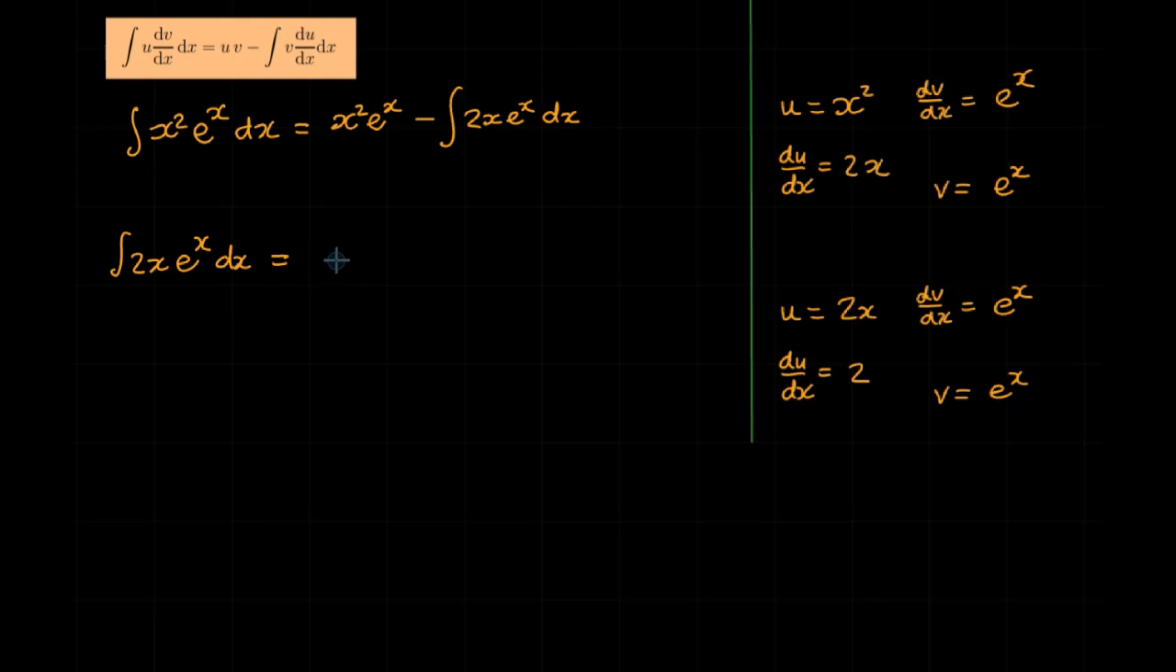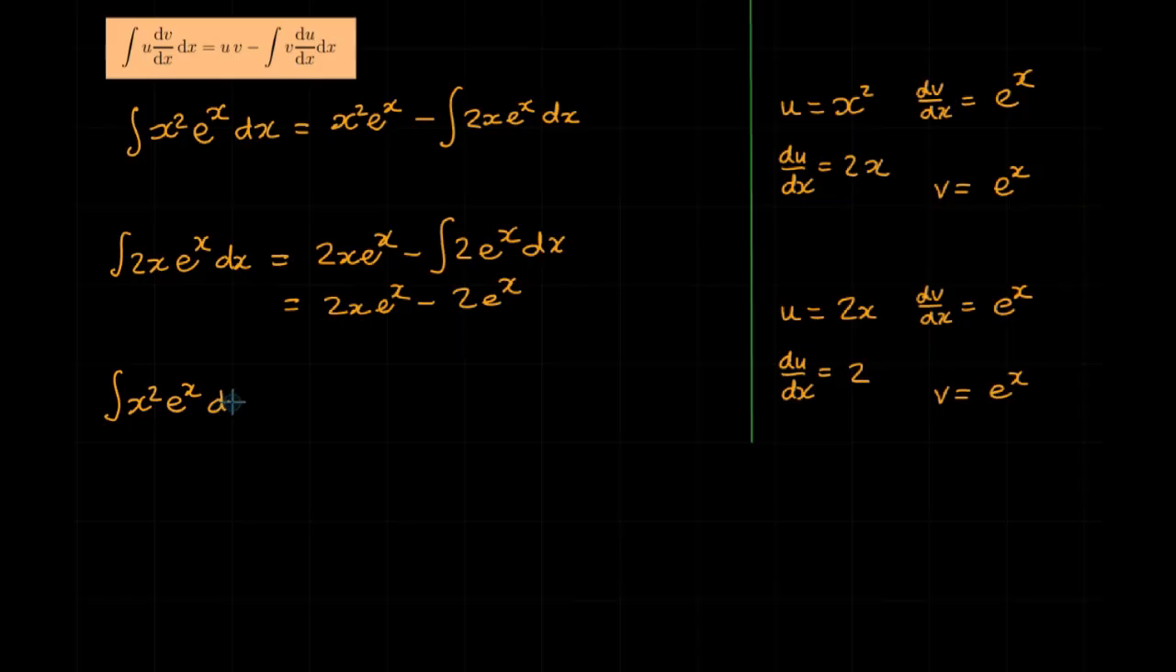So we can fill this in now. So we need uv, which is 2x e to the x minus the integral of v times du by dx. Well, du by dx is 2, and we times by e to the x dx, which is going to be 2x e to the x minus 2e to the x.